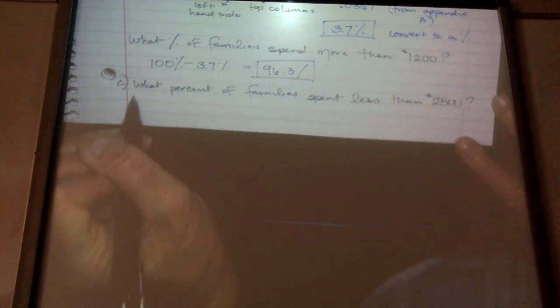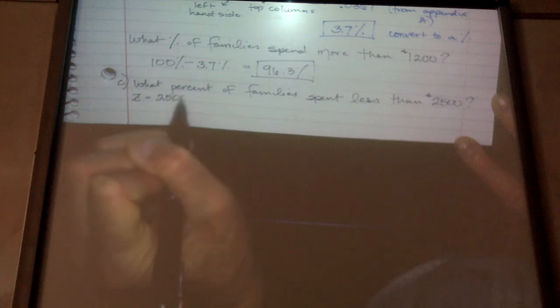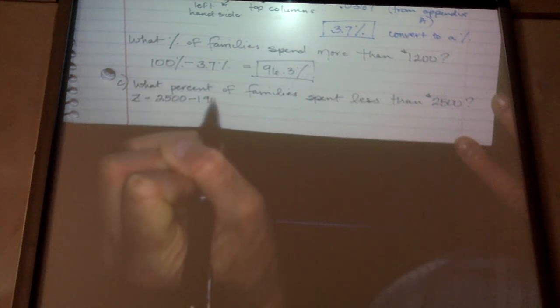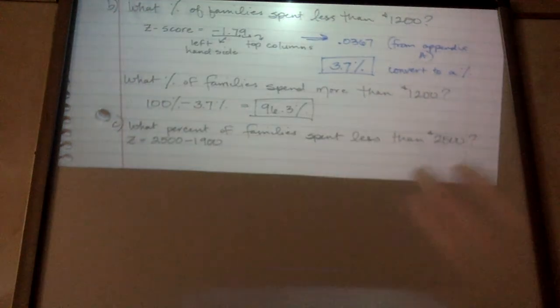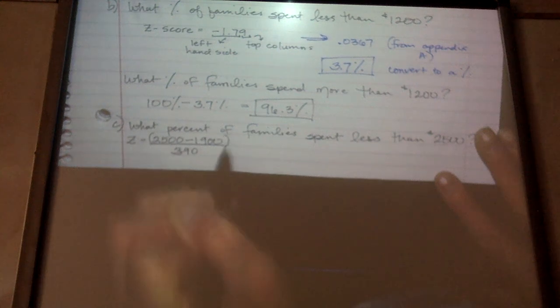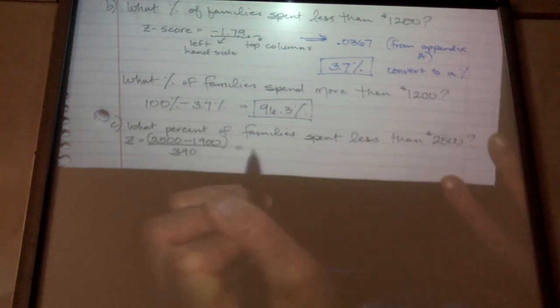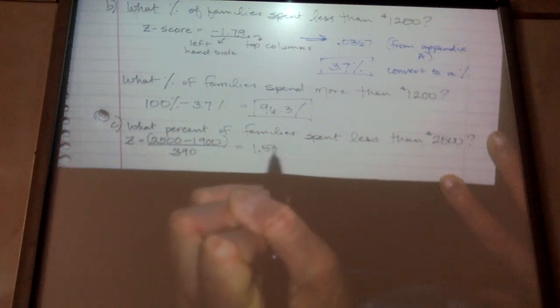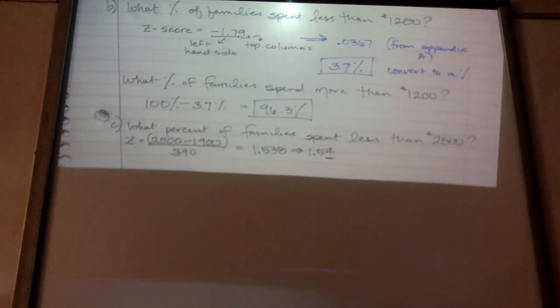So let's start over. We're first going to find their z-score. So 2,500 is my piece of data, minus the mean, which I told you earlier. The mean, or the average, was 1,900. My standard deviation is 390, so I'm going to divide by 390. So 2,500 minus 1,900 divided by 390, and I got 1.538. So I'm going to use 1.54 because that's the nearest hundredth.